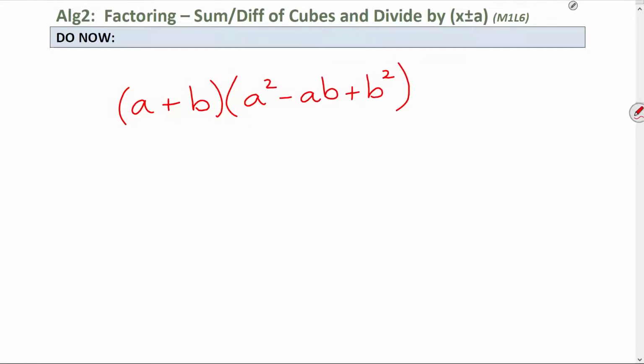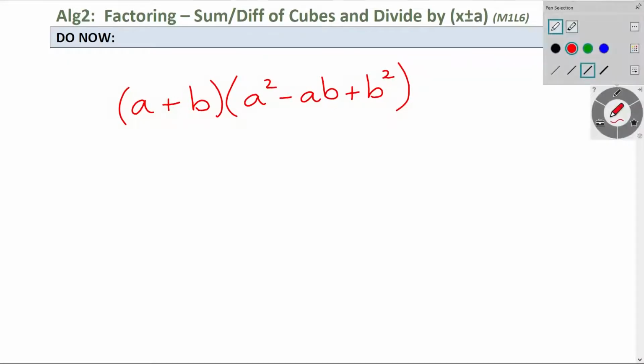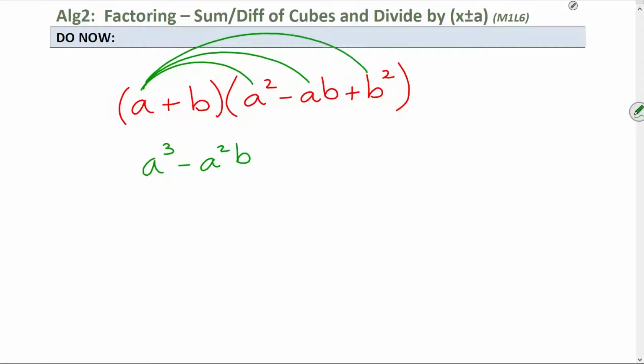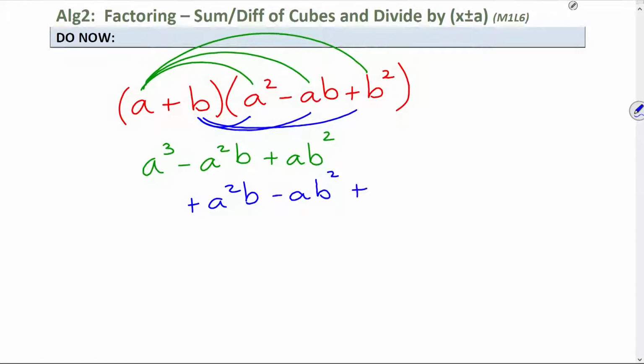I'll talk about why that works and the pattern of it as well. I'm going to multiply a times a squared and get a cubed, a times negative ab and get negative a squared b, and a times b squared is plus ab squared. Then we'll multiply b times a squared, and I will get plus a squared b, b times negative ab and get minus ab squared, and then plus b cubed.